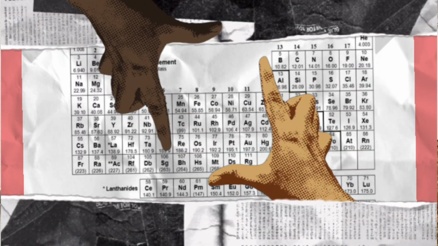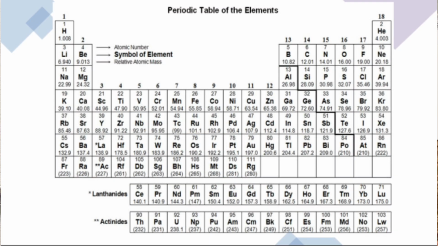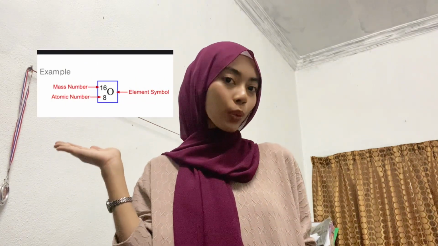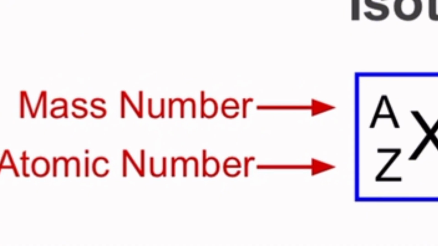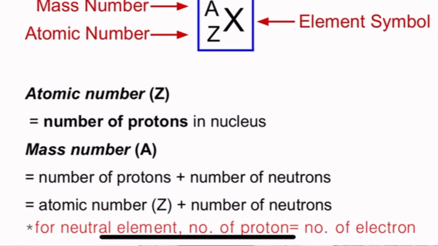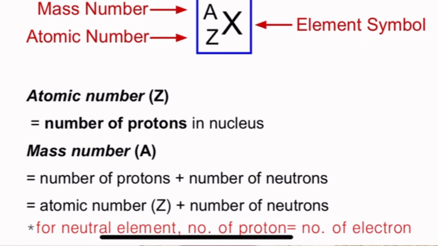Next, we will go to the periodic table. Each box in the periodic table represents a different type of atom, which we call an element. So this box here represents the element O. The upper left we call the mass number, which is the number of protons plus the number of neutrons. For a neutral element, the number of protons is equal to the number of electrons.